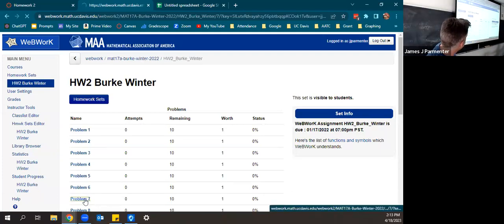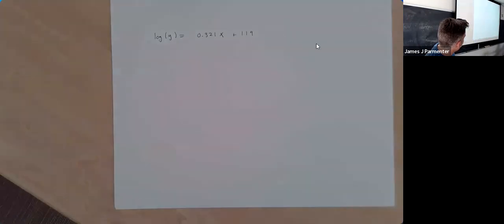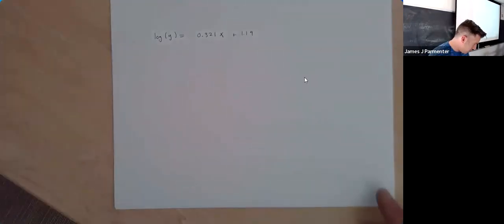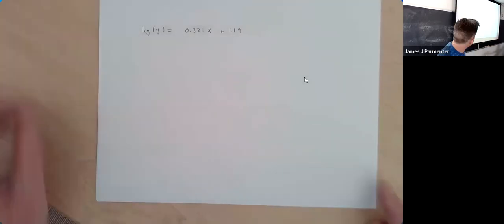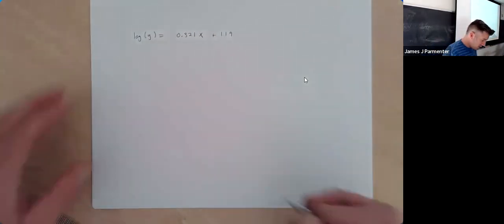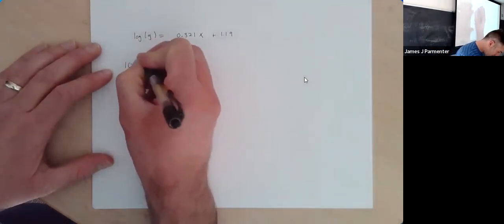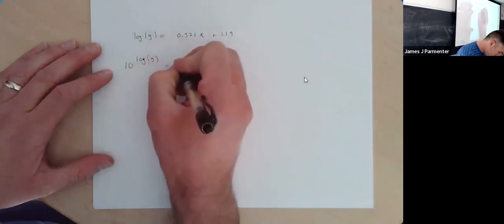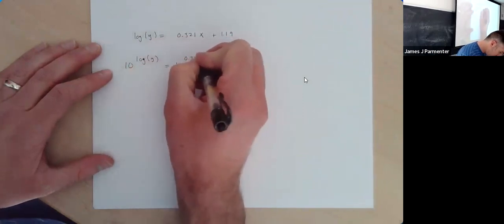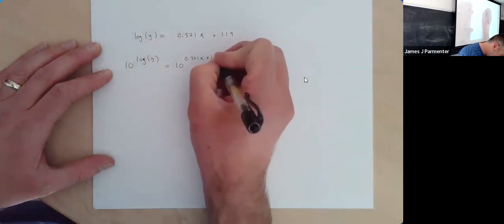Okay, fine. This is problem 7. So we want to solve your relationship for y in terms of x. Right now we've got log of y equal to 0.321x plus 1.19. Well, we've got practice solving this. We know what to do. We're going to write both sides as powers of 10. So 10 to the log of y is equal to 10 to the 0.321x plus 1.19, with the plus in the exponent.